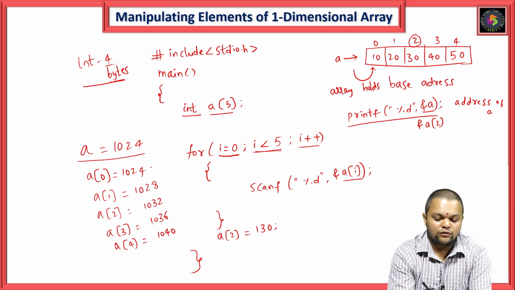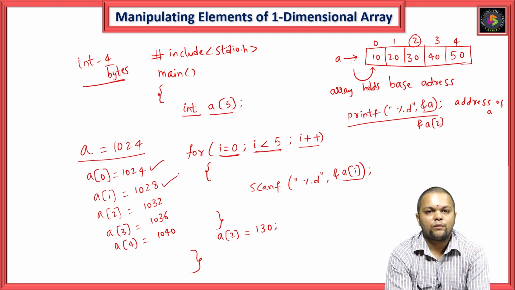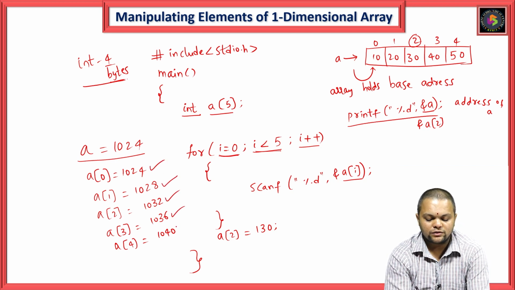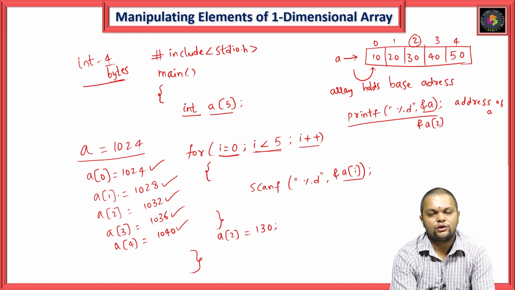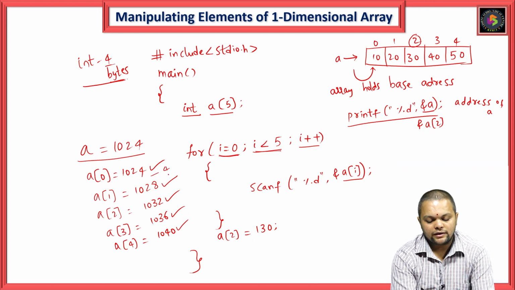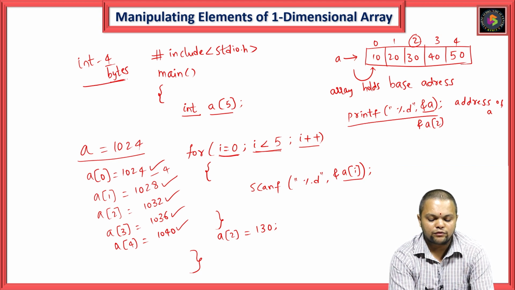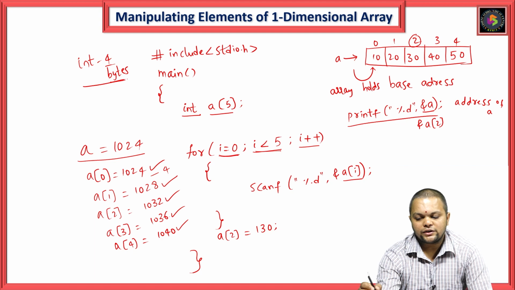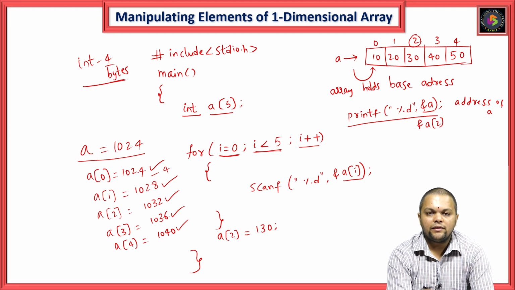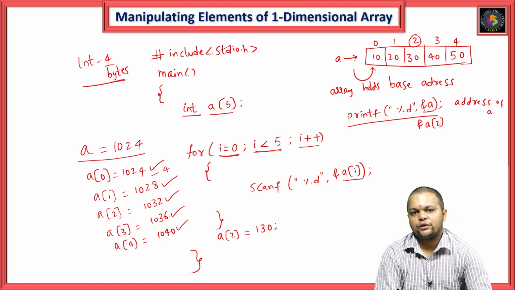So, A of 0 will be 1024, A of 1 will be 1028, 1032, 1036, 1040. You can see there, the difference between A of 0 and A of 1 is nothing but 4 bytes. That means this will take 4 bytes, after that this will take 4 bytes, this will take 4 bytes, A of 4 will take 4 bytes. So, memory allocation is continuous.